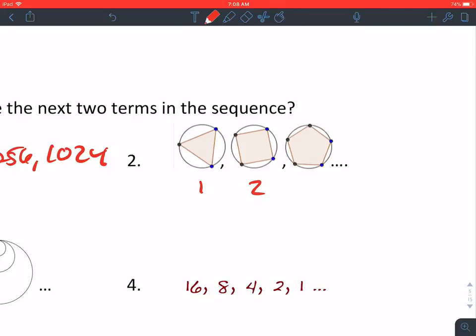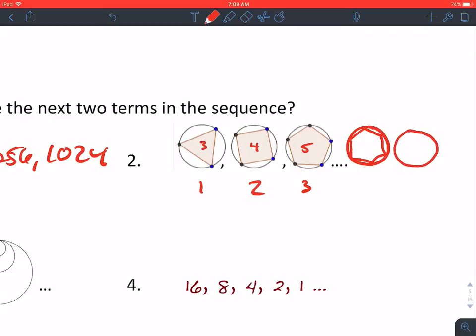Number 2, we're supposed to find the next two terms in the sequence. This is the first term, second term, third term. So every one of these terms has a circle. The first one is a triangle. It's got 3 sides. The next one is a square. It's got 4 sides. And a pentagon, it's got 5 sides. So I'm guessing the next one is going to be a hexagon, which has 6 sides.